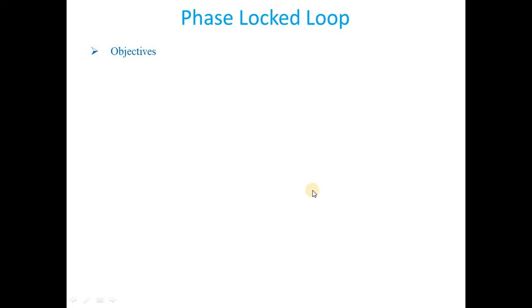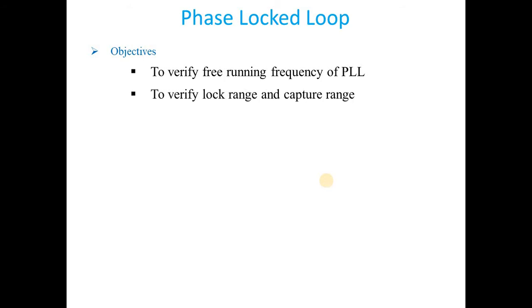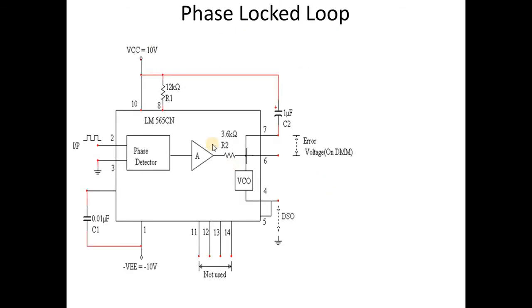The objectives of this experiment are to verify free running frequency of PLL, to verify lock range and capture range, and to plot frequency versus error voltage. This is the circuit diagram which we have to implement on general purpose board. We will be using IC LM565.